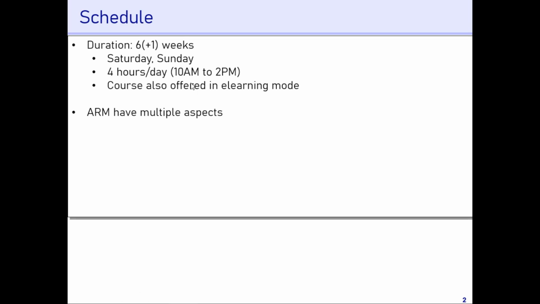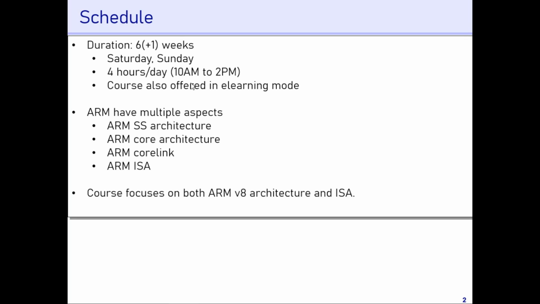As you see, ARM has multiple aspects that can be learned. It could be understanding the subsystem architecture and core architecture, even the core link, the interconnect based on ARM architecture, and even the ARM instruction set architecture. So this course will focus on all these major aspects, including the subsystem architecture and the version 8 specific features, and it will focus more deeply on the programmer's model and instruction set. What are the new additional instruction sets that have been added over the different ARM architectures?